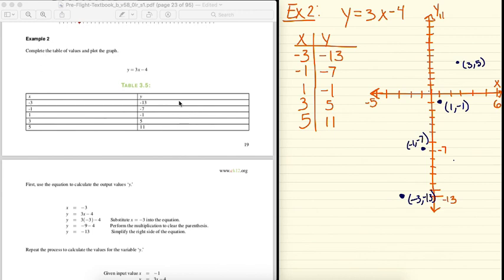And then the last one is 5, 11. So I'm going to go forward 5 and then up 11 units. And then this is usually the trickiest part, is now we want to connect these points with as straight of a line as we can.